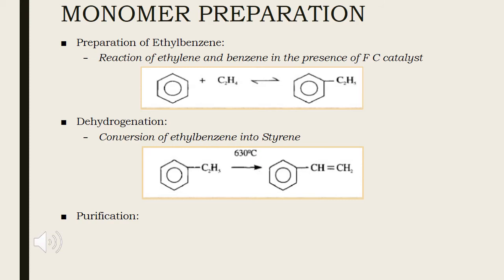Third stage is styrene purification. Since the dehydrogenation reaction produces crude styrene, which consists of approximately 31% styrene, 61% ethyl benzene, and about 2% of aromatic hydrocarbons such as benzene and toluene with some tarry matter.